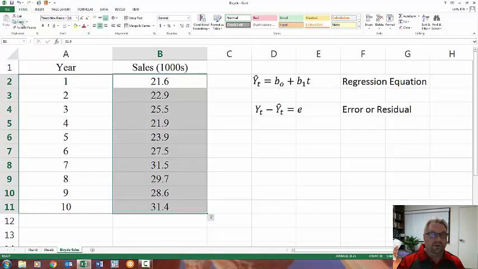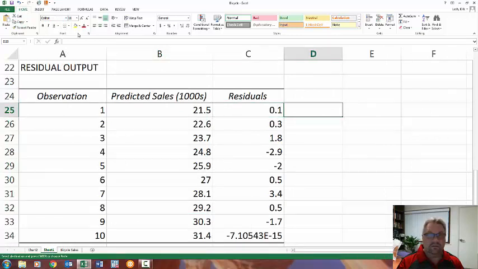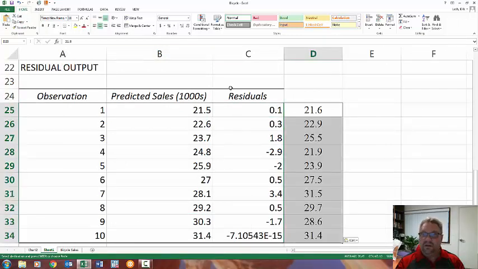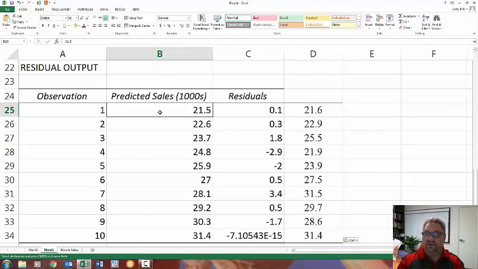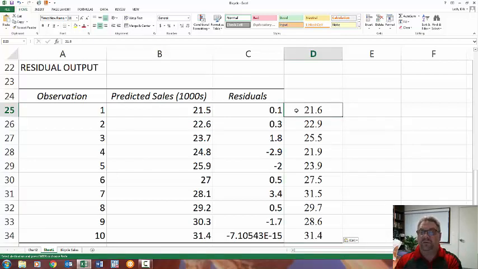So if I just go over here and copy this and hit paste, here's the point one, right? Because this is what I was trying to get at in this equation. Your residual or your error is just your actual sales, these numbers. Here is the predicted sale for time period 1. Here's the actual sale. And of course, 21.6 minus 21.5 gives me my residual or my error of 0.1.